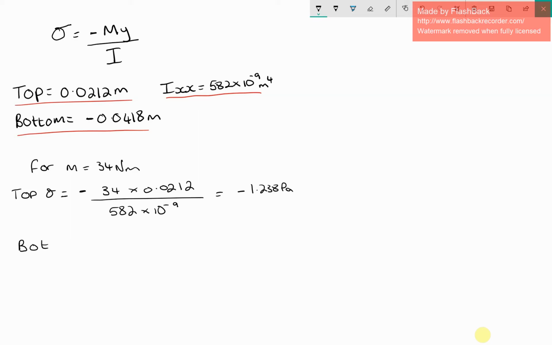So for the bottom, we now have sigma is equal to minus 34 times minus 0.0418. That's all over 582 times 10 to the minus 9, and we end up with 2.442. Okay, I just made a slight mistake, sorry about that. It should be megapascals rather than pascals.